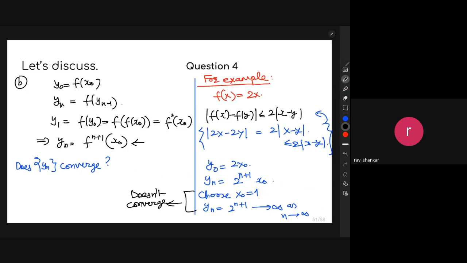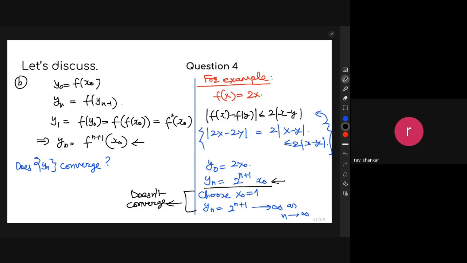So I take a function to be 2x. Now this function needs to satisfy the inequality given in the question. It is satisfying the inequality given in the question because you can take 2 common out. Now once it satisfies the inequality, you rewrite your sequence as yn equal to this. If you just repeat this process which I did on the left, your yn sequence will look like 2 to the power n plus 1 times x naught.